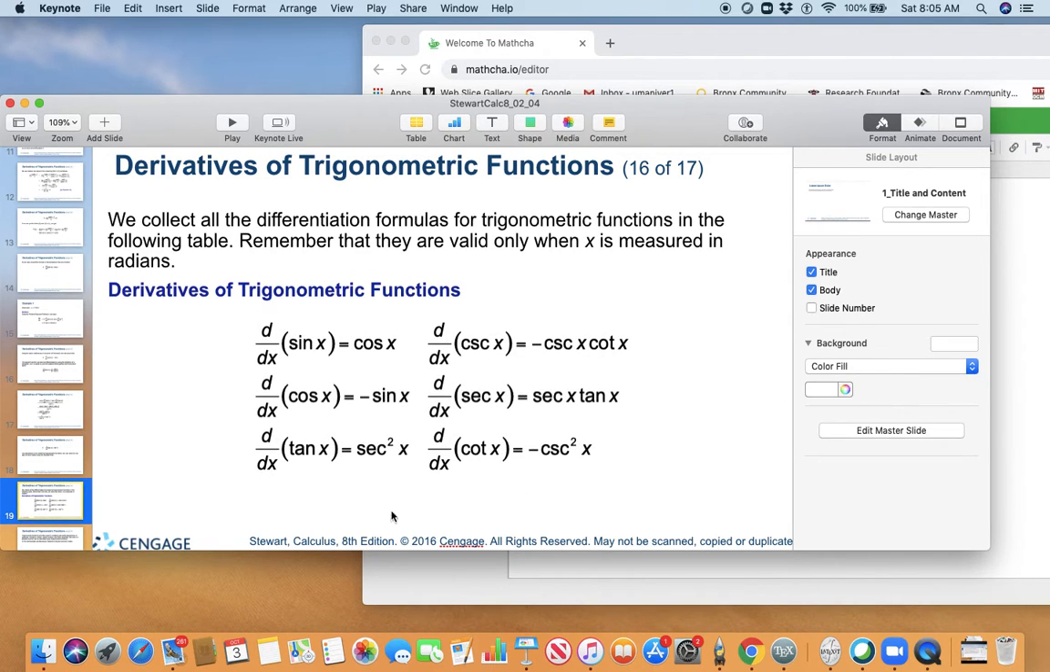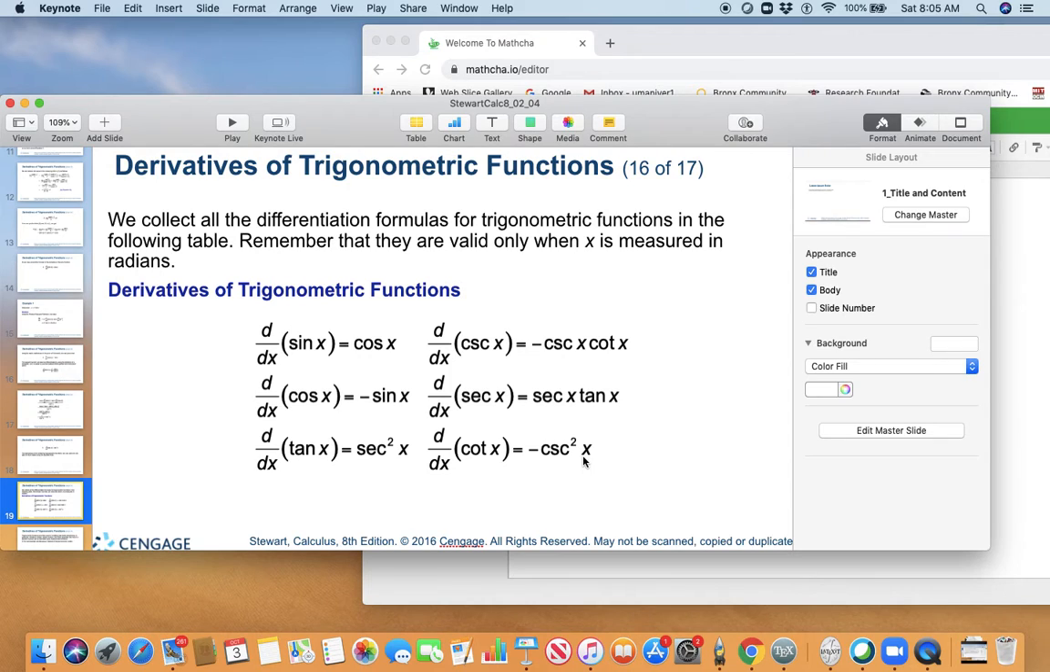Eventually, we get a list of derivatives. The derivative of sine is cosine. The derivative of cosine is negative sine. The derivative of tan is secant squared. The derivative of cosecant is negative cosecant cotan. The derivative of secant is secant tan. The derivative of cotan is negative cosecant squared.